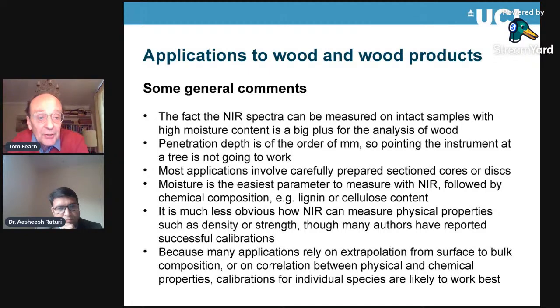They're likely to work best when they're used on single species. So if you want a correlation to hold up, a correlation between the amount of lignin and the strength, for example, then it's much more likely to hold within species than across. And of course, the challenge is to get multi-species calibrations, because they're going to be much more useful. But I think that's an open question at the moment. I think there is a bit in the literature, but not a whole lot.